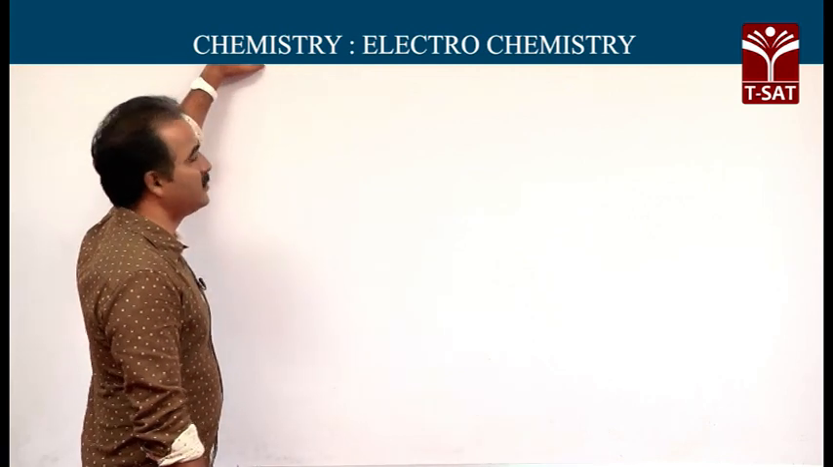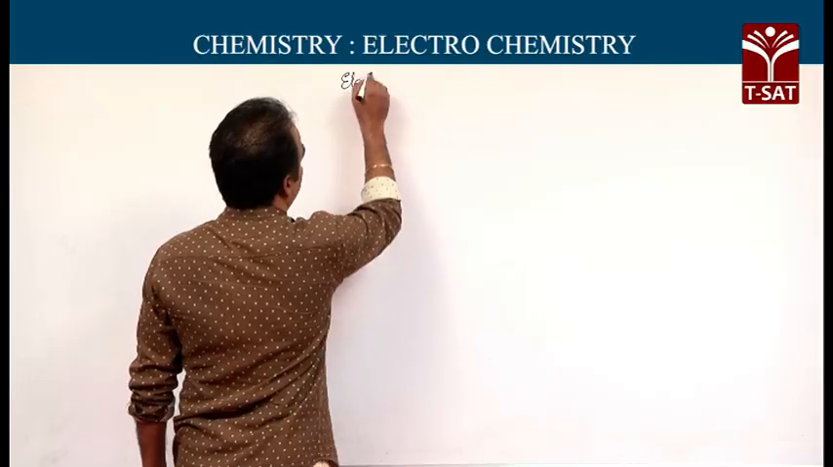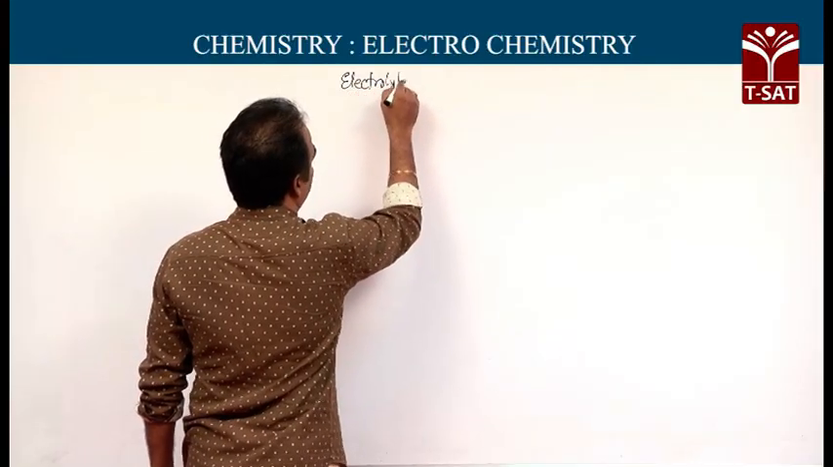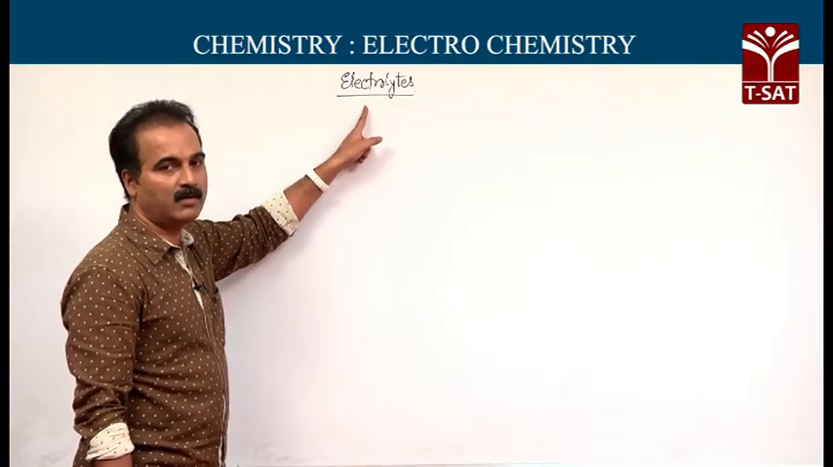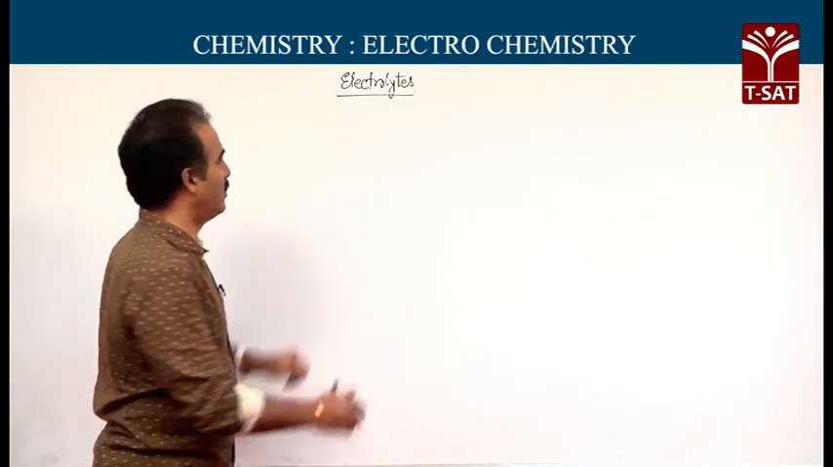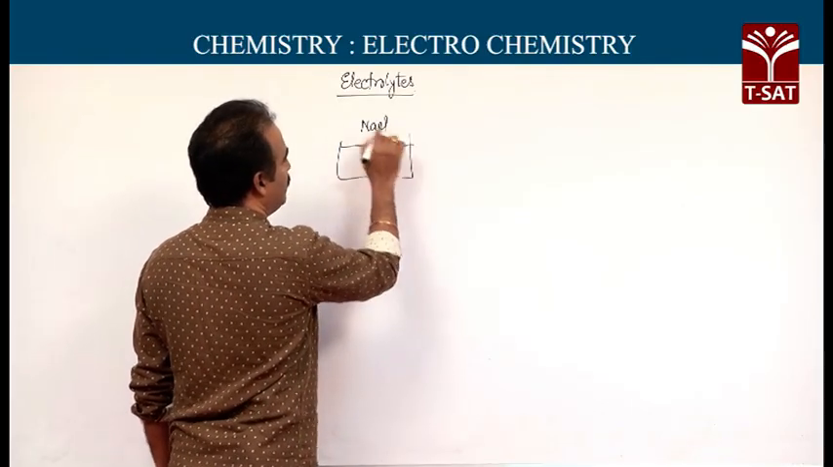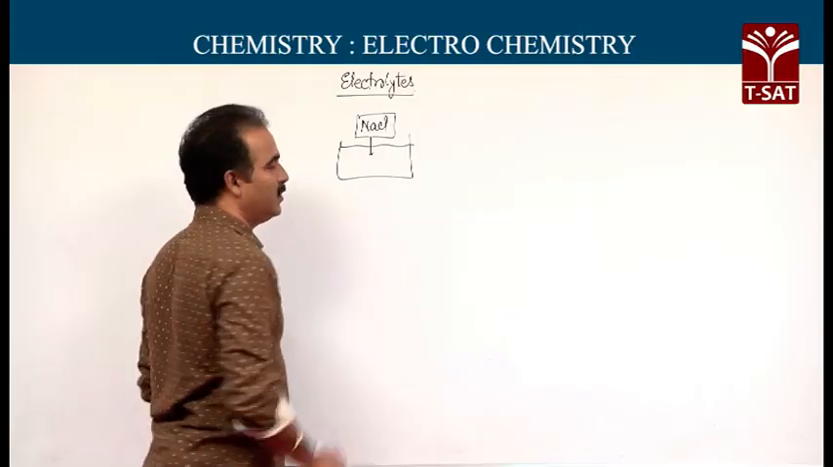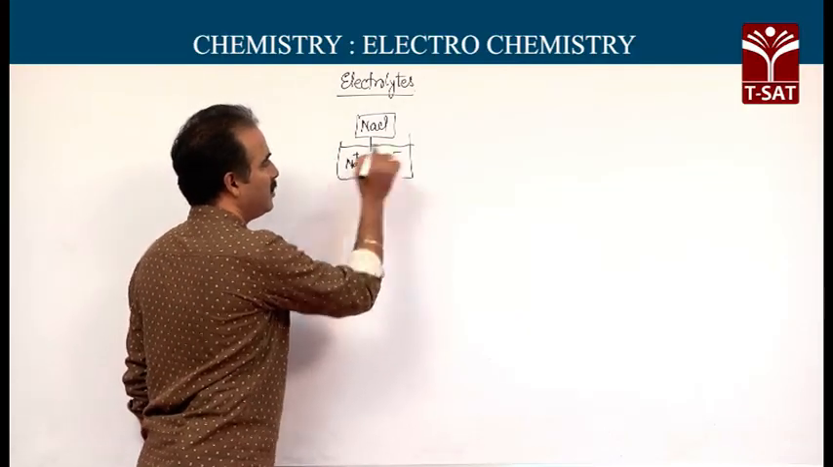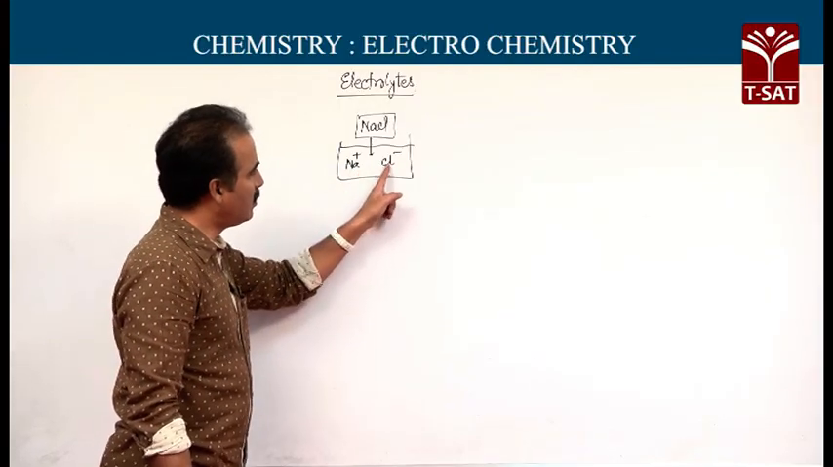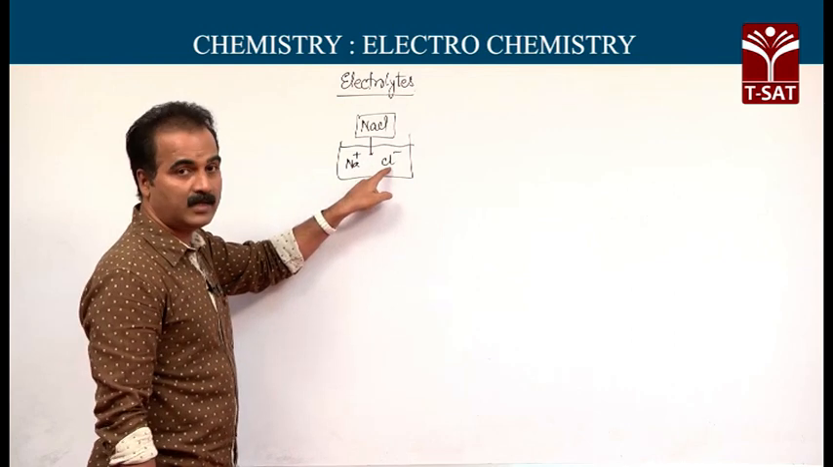So, electrolytic conductance is today's topic. First of all, we should define what an electrolyte is. An electrolyte is a substance which, when dissolved in water, gives ions. For example, if you take NaCl and dissolve it in water, it gives Na+ ions and Cl- ions. So, this is called an electrolyte, and in aqueous solution it acts as an electrolyte.